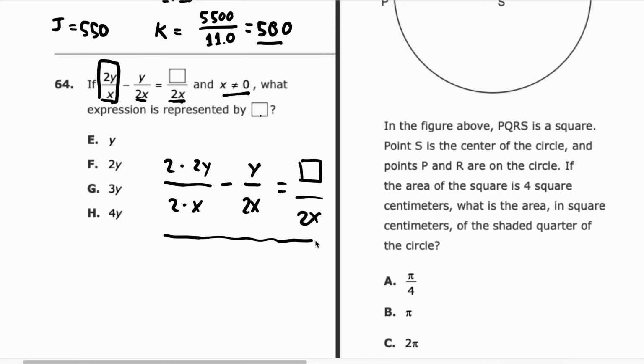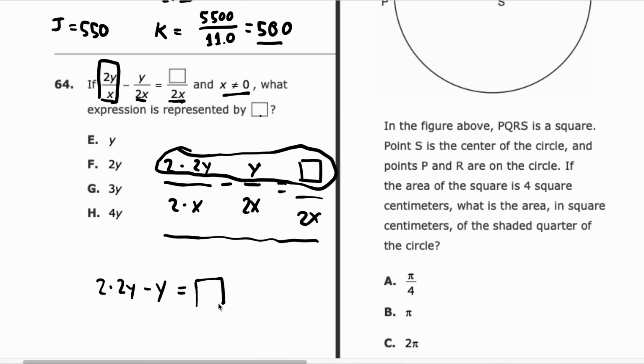And since the denominators are all the same, we can focus on the numerator. So we have 2 times 2y minus y, right? I'm just looking at this top half now, is equal to our box. So our box is just 4y minus y, which is 3y. So it would be answer choice G. Okay.